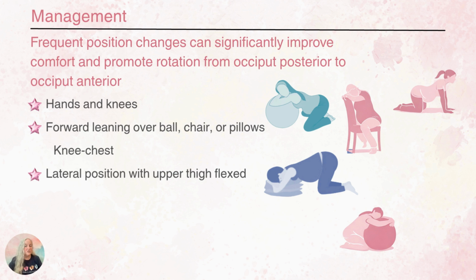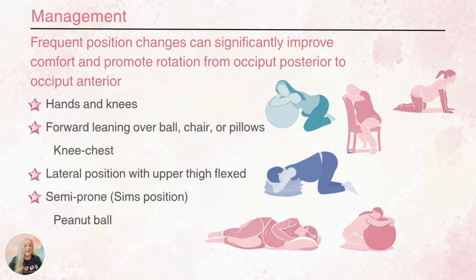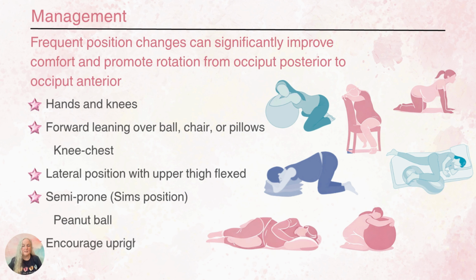A lateral position with an upright thigh flexed. And we can do this either with the peanut ball or with pillows, or we can also do a semi-prone or Sims position. And with this one, the peanut ball is helpful as well. That upward thigh is still flexed up and her body is rotated almost all the way onto her belly, and this gives a lot of space for the baby to rotate in the pelvis.